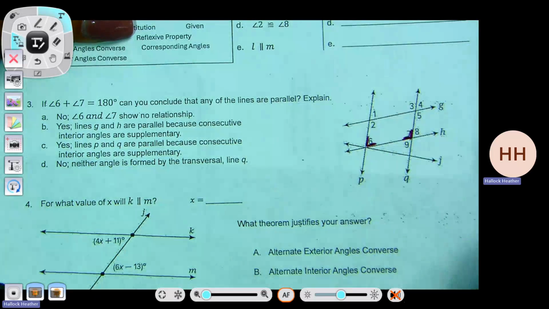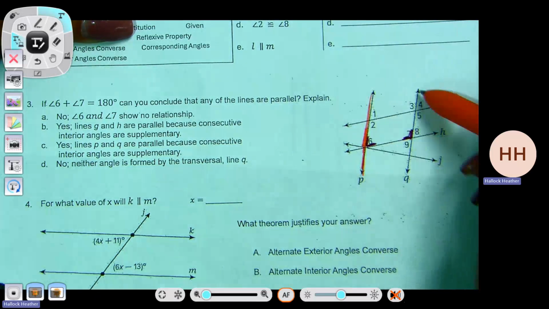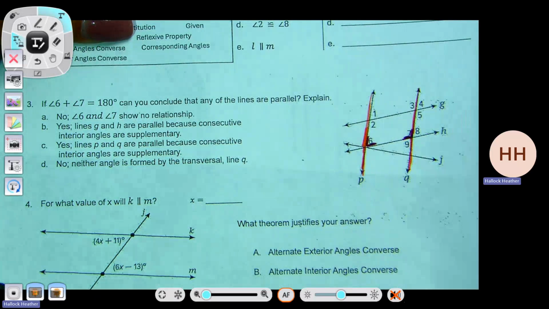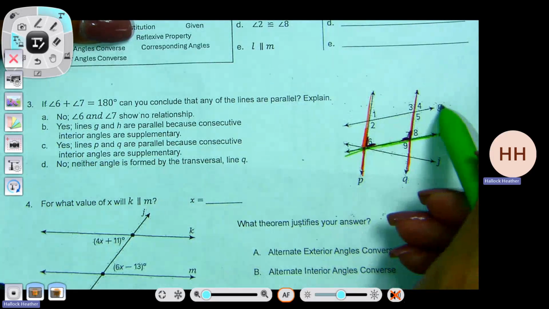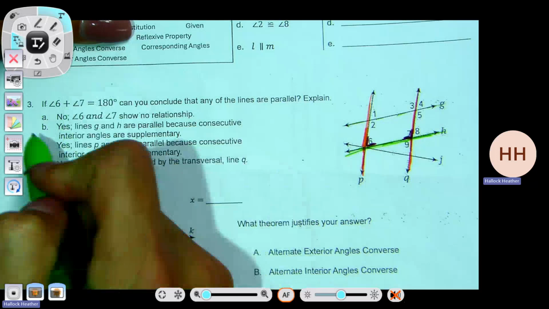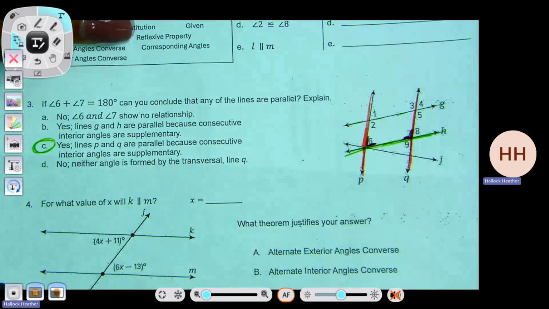So C, because you would need to know P and Q. H is your transversal in this case. G is all the way over here. There's nothing on G, so it would have to be C. That's what we talked about yesterday.